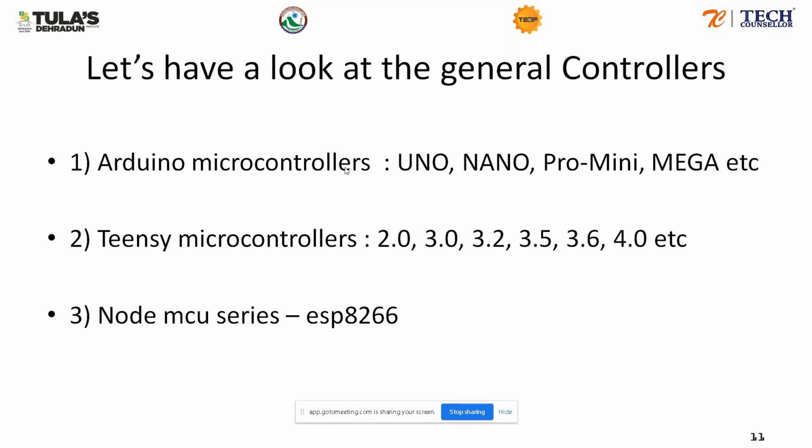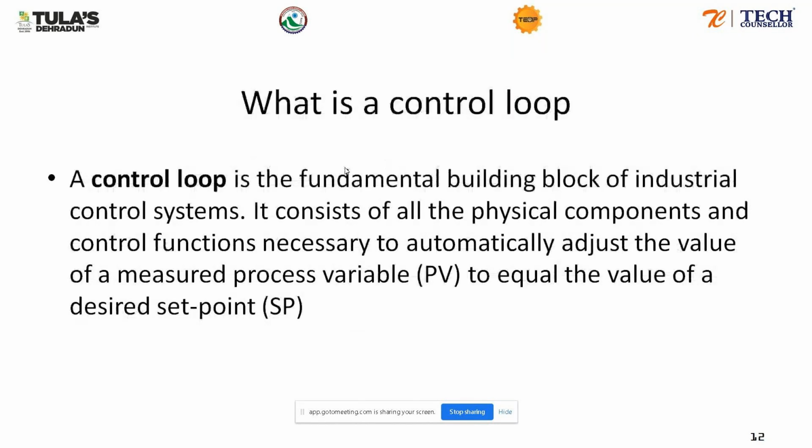Okay, so moving on. Another important aspect is control systems and control loops. So what is a control loop? I won't go into the details. I'll just give a brief about it because this is a topic on its own. A control loop is the fundamental building block of an industrial control system. It consists of all physical components and functions necessary to automatically adjust the value of a measured process variable to equal the value of a desired set point.